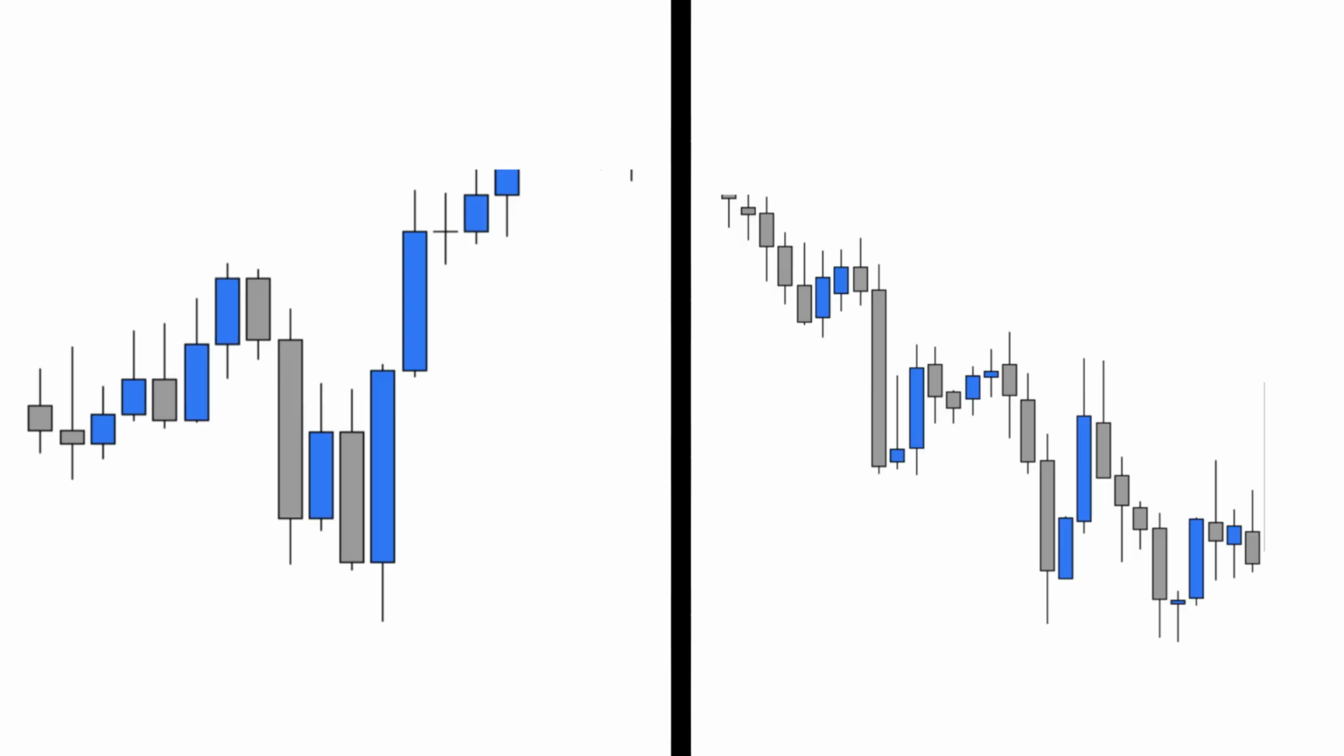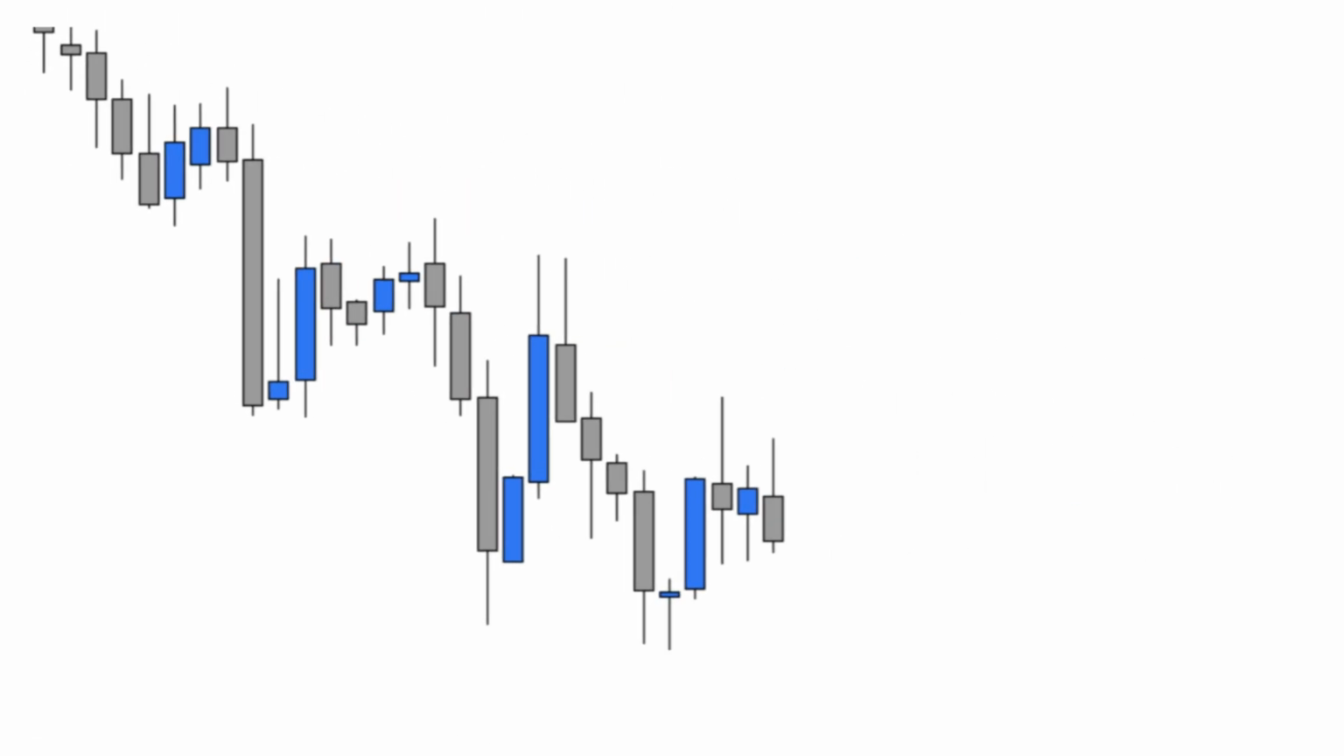Now, let's move on to the second type of supply and demand zone, which is order flow.